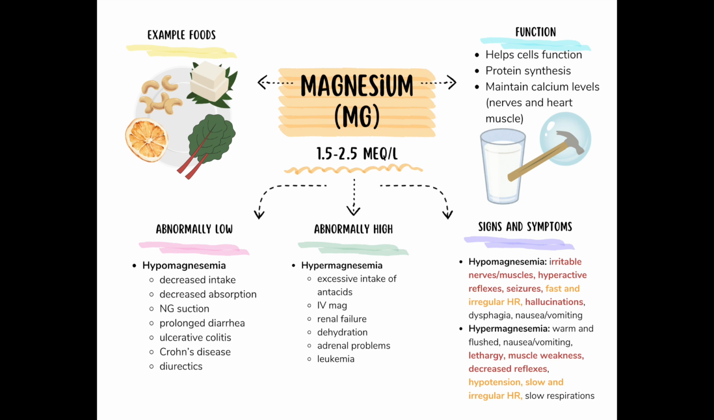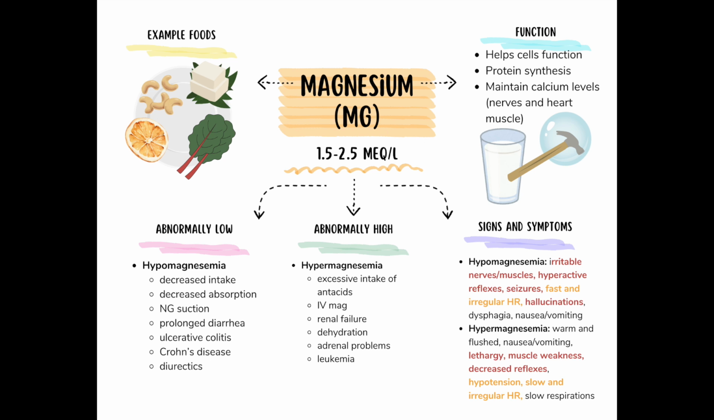So when we have abnormally low magnesium, it's called hypomagnesemia. This can be caused by decreased intake, we're not getting enough through our diet, or decreased absorption. We have a problem with our gut where we're not absorbing magnesium, so we have low levels. Also, when we have NG suction, or we're suctioning out gastric contents, we lose magnesium. Prolonged diarrhea, ulcerative colitis, and Crohn's disease, which have to do with the gut, and diuretics.